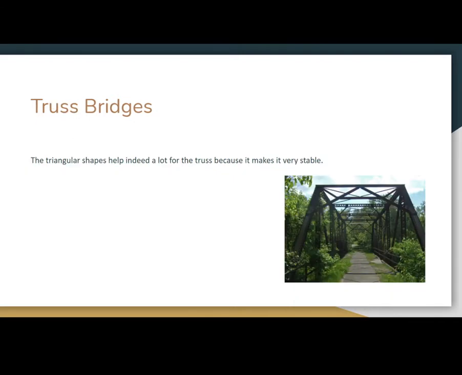Truss bridges. The triangular shapes help indeed a lot for the truss because it makes it very stable. As you can see, this is basically a deck. It doesn't have to be there. These are the fences, and these are all the triangular shapes, which are very helpful. Just saying.